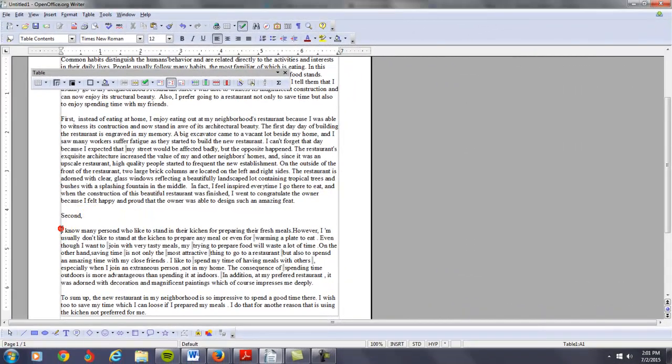Now this next paragraph, this is what's called a coherence issue. You start off with, I know many persons who like to stand in their kitchen to prepare their fresh meals. Right? You're stating more of a fact. But how does this relate to eating out at restaurants? So if we keep reading here, and we look at your thesis here, you save time, and you can spend time with friends, am I right? So you have to make sure in the beginning here that you frame it that way.